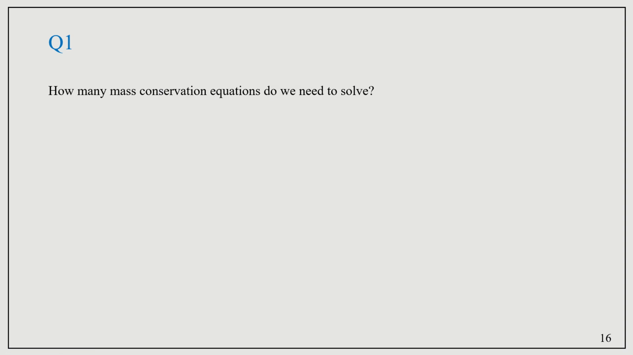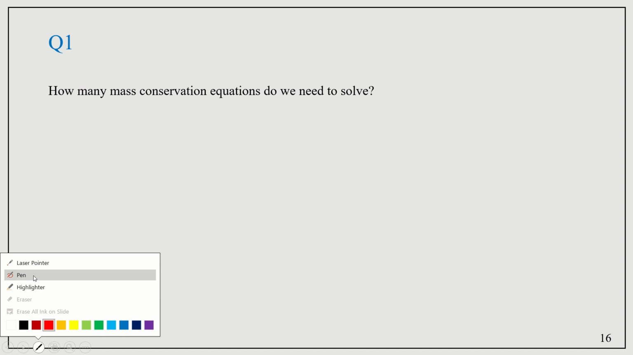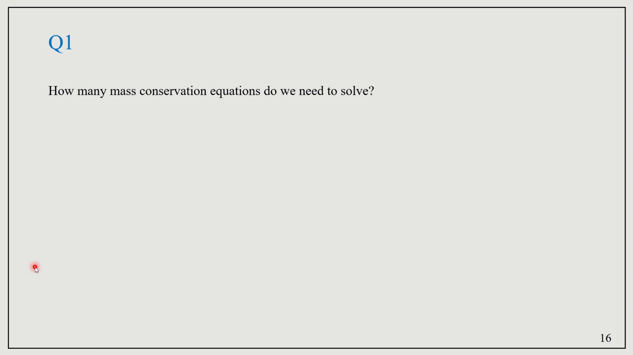So the first question is: how many mass conservation equations do we need to solve? It is similar to the last case that we have seen. Without options also we can say that we again have 4 species, that is methane, carbon monoxide, steam and hydrogen. So 4 species and 1 continuity equation. So the total number of mass conservation equations we need to solve will be 4.